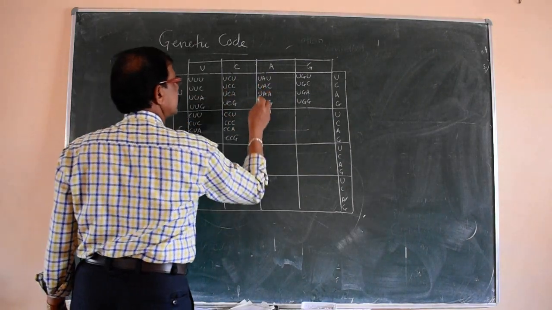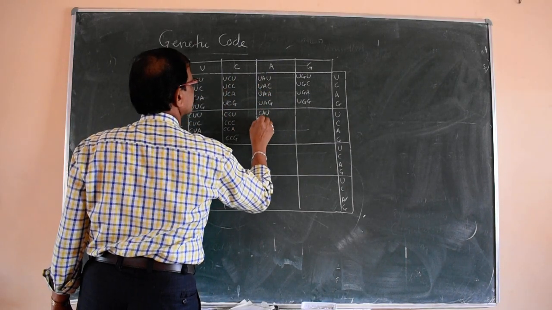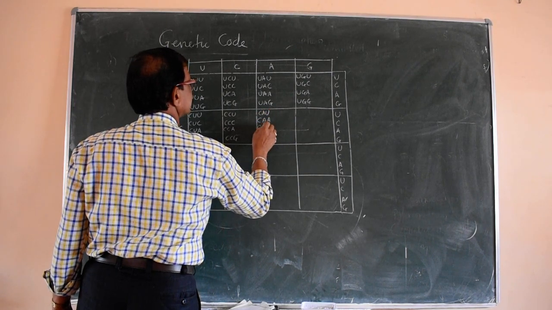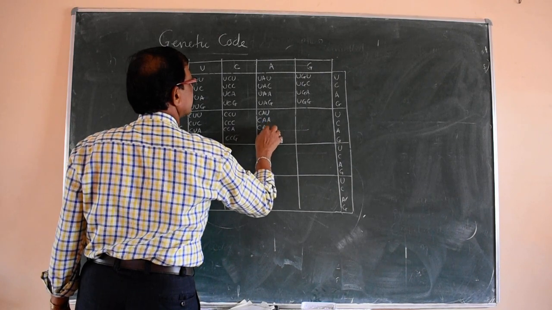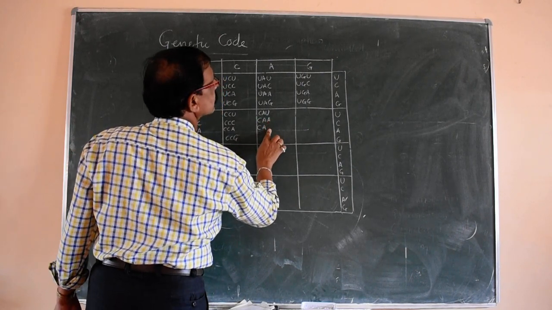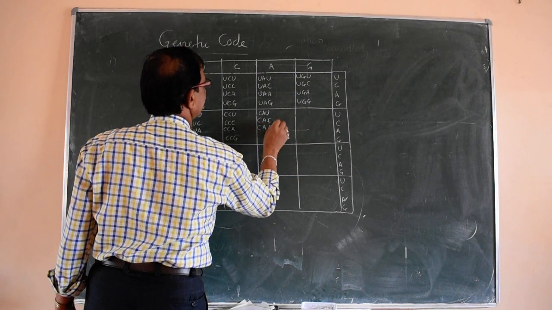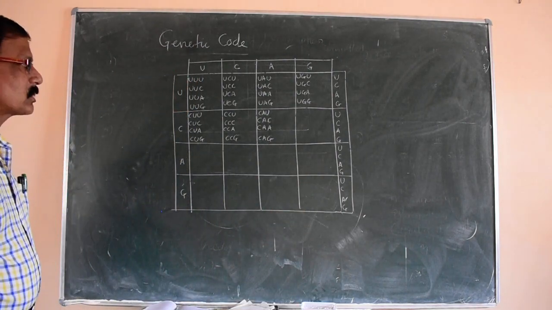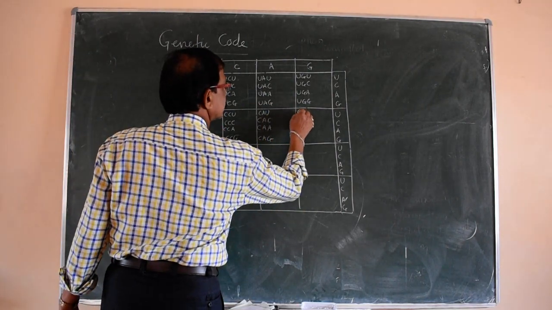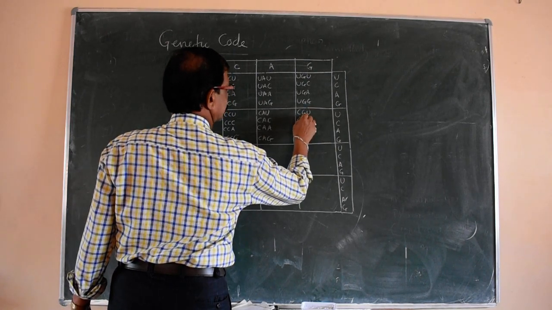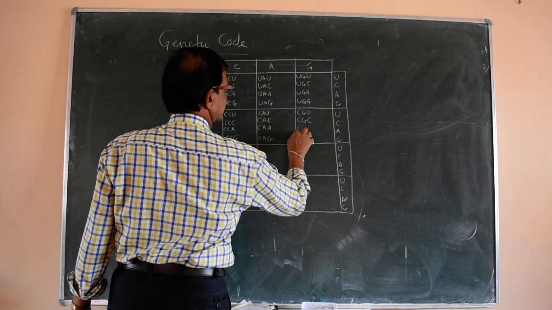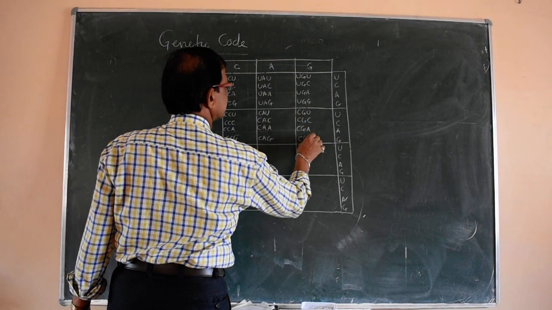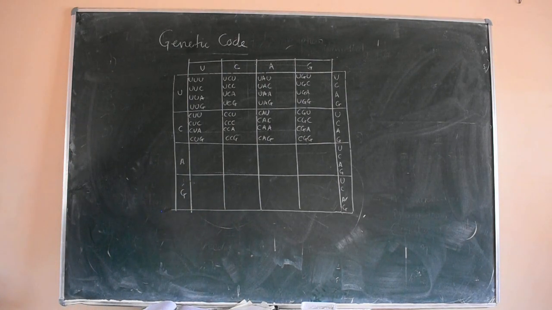Next CA: CAU, CAC, CAA, sorry, upper is C, here is A. Next CAG. Next CG: CGU, CGC, CGA and CGG. So the second column is also over.